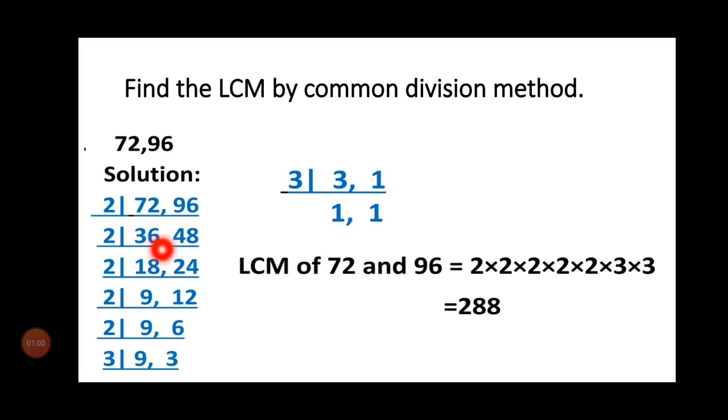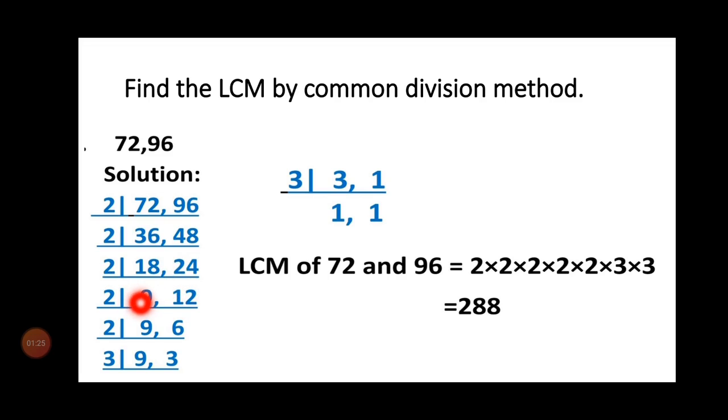Then both are even numbers, so use 2 again to divide. How many 2's are there in 36? 18. In 48, 24. So 18 and 24 are both even numbers. Again write 2 to divide. So write 2 outside. How many 2's are there in 18? 9, write 9. How many 2's are there in 24? 12, write 12 below that.